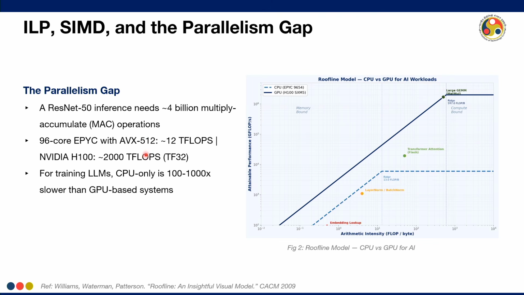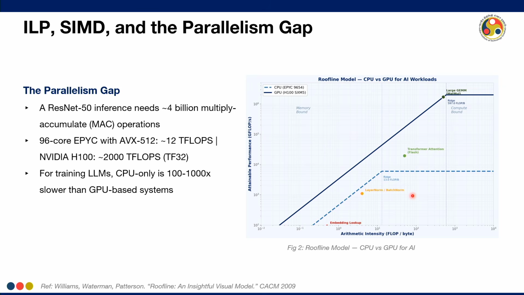So we talked about this parallelism gap, right? The 4 billion multiply and accumulate operations that we have to do. If we talk in terms of workload, you can see the transformer attention, which is a very large dimension matrix multiplication operation that we do for transformer models, resides here. That is way above the maximum compute performance that we can get from the CPU itself, right? And this lies in the memory bound region of this GPU, right?